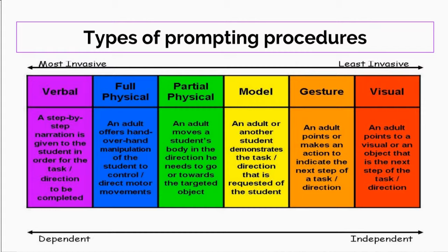When model prompts are used, an adult or another student demonstrates the task direction that is requested of the student. With gestural prompts, an adult points or makes an action to indicate the next step of a task or direction. Finally, with visual prompts, an adult points to a visual or an object that is the next step of the task direction.